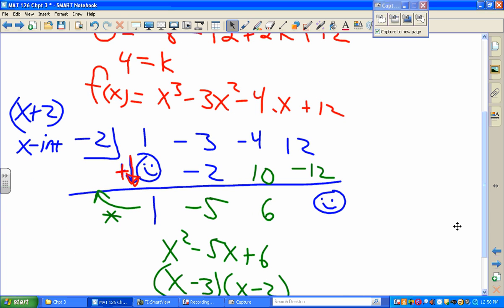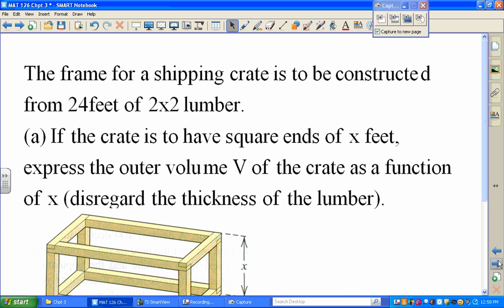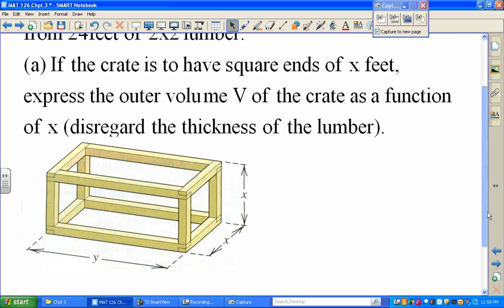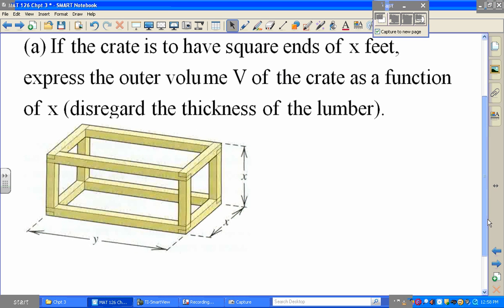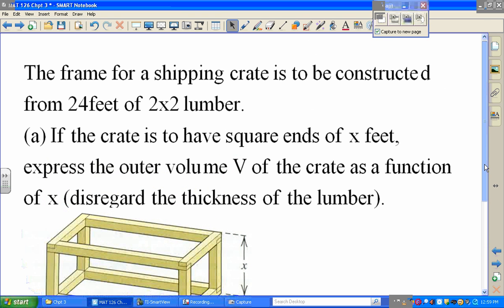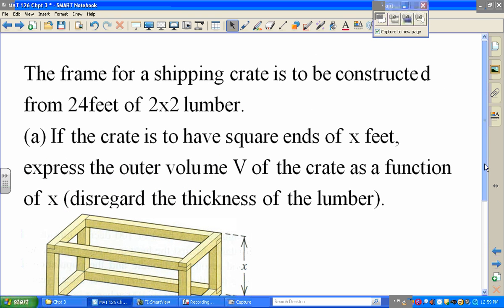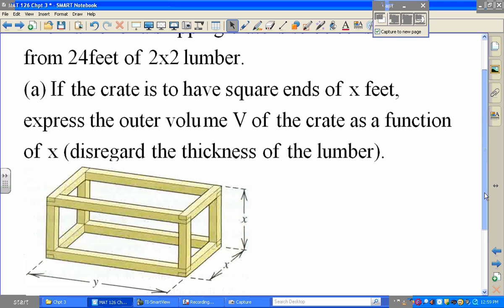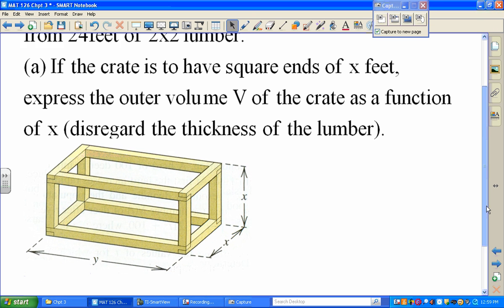Excellent. We have a crate problem looking at us right in the face. The crates have square ends of x feet. Express the outer volume of the crate as a function of x. Disregard the thickness of the lumber. What is this? Oh, the frame for the shipping crate is to be constructed from 24 feet of 2x2 lumber. Well, does this have to do with anything? I don't know. Skip it. We won't do it. Oh, wait a minute. You only get 24 feet of lumber, right?